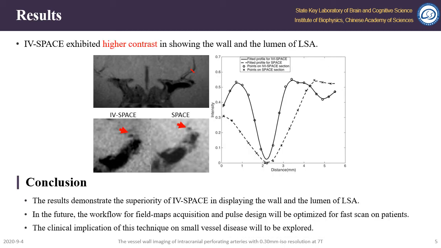Finally, when analyzing the section of vessel wall, IV space exhibited higher contrast in showing the wall and the lumen of the LSA. So, in conclusion, our results demonstrate the superiority of IV space in displaying the wall and the lumen of the LSA.